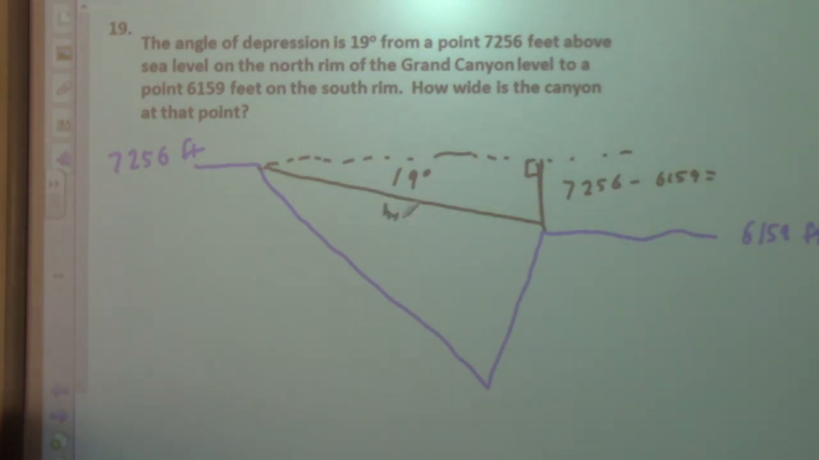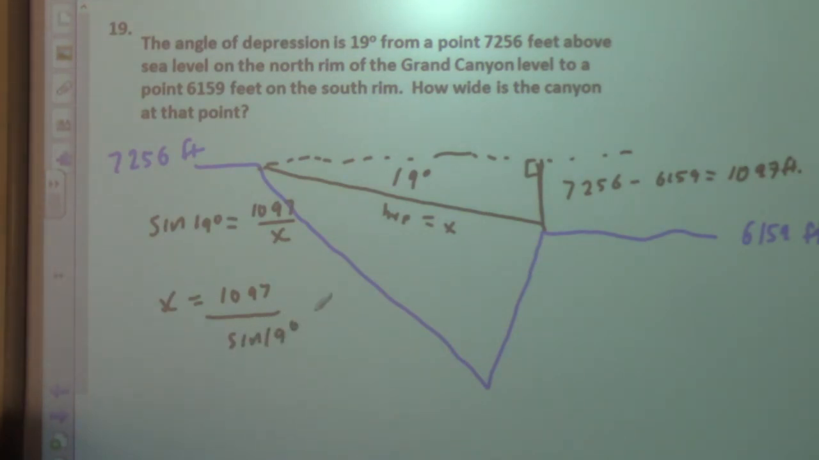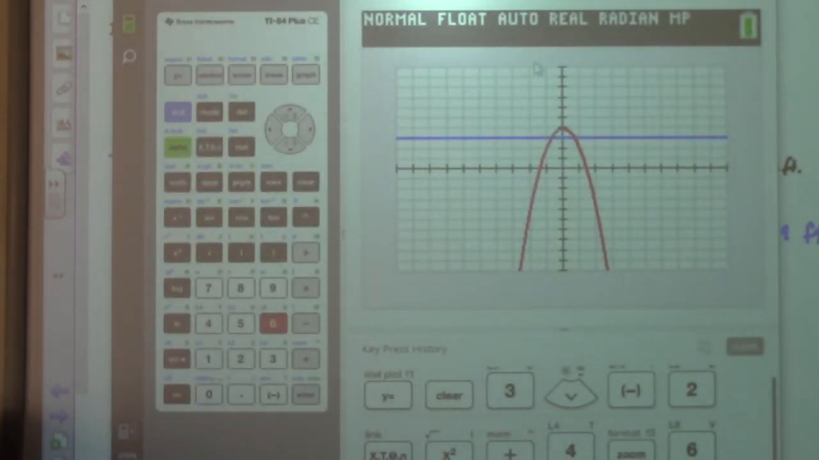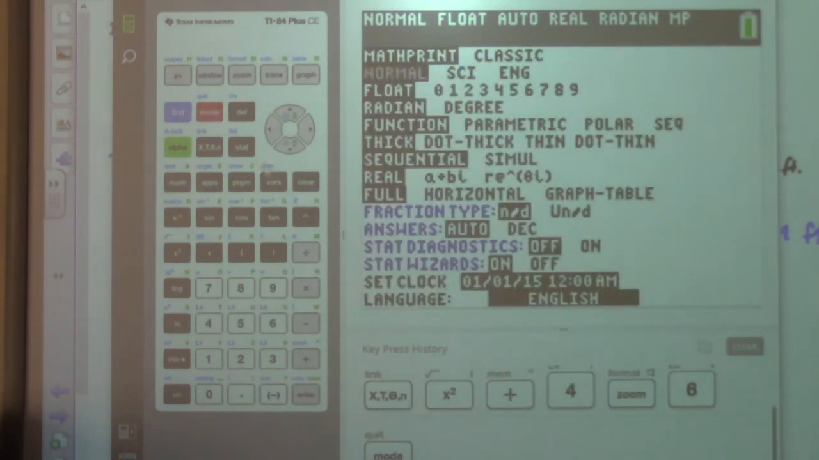So this is gonna be our hypotenuse, and this one here is gonna be our opposite, which is 1097 feet. So here's your X. You'll say that's going to be sine. So sine of 19 degrees is equal to 1097 over X. So X is equal to 1097 over sine 19 degrees. Make sure the calculator isn't in radians. That's what we have, 3360.